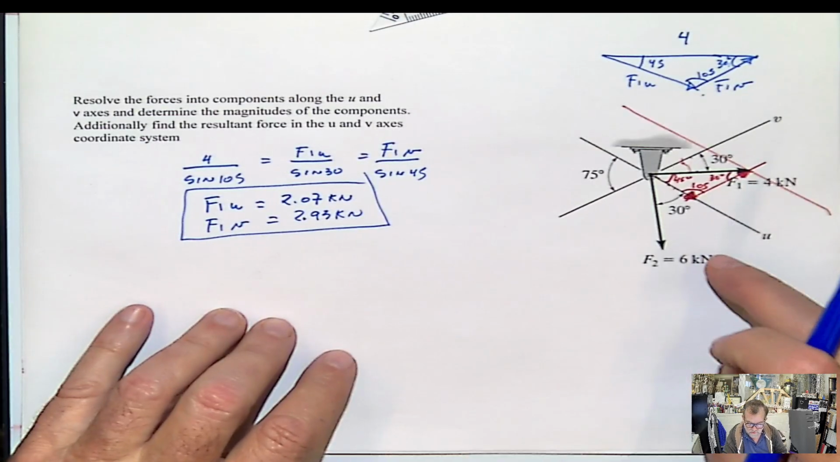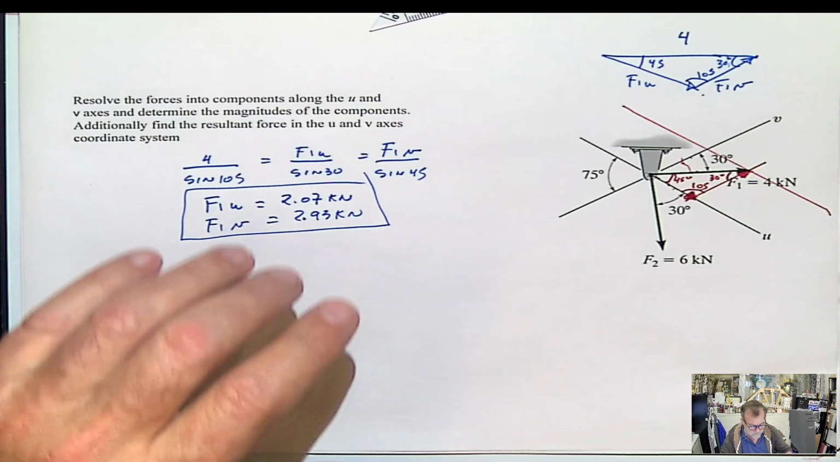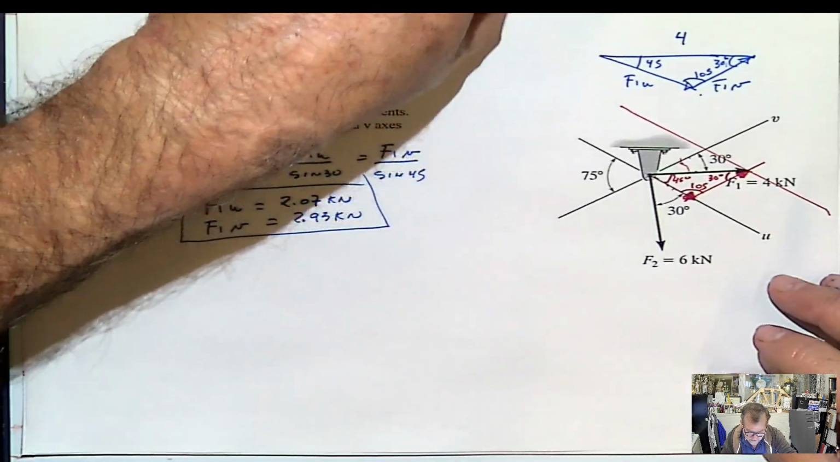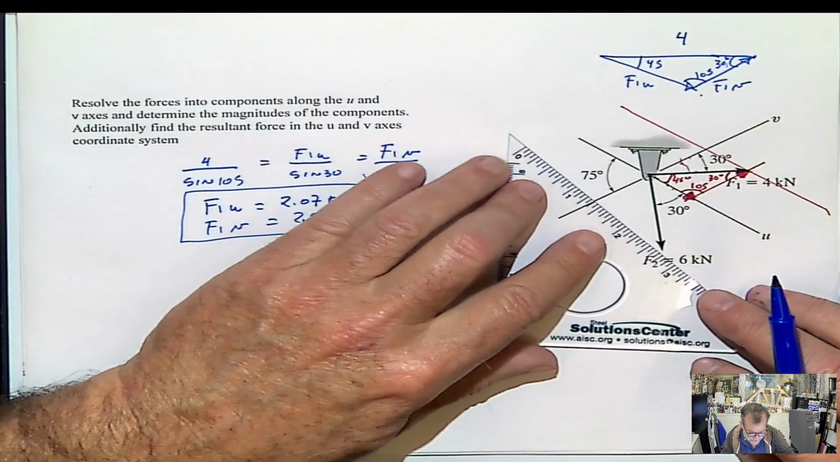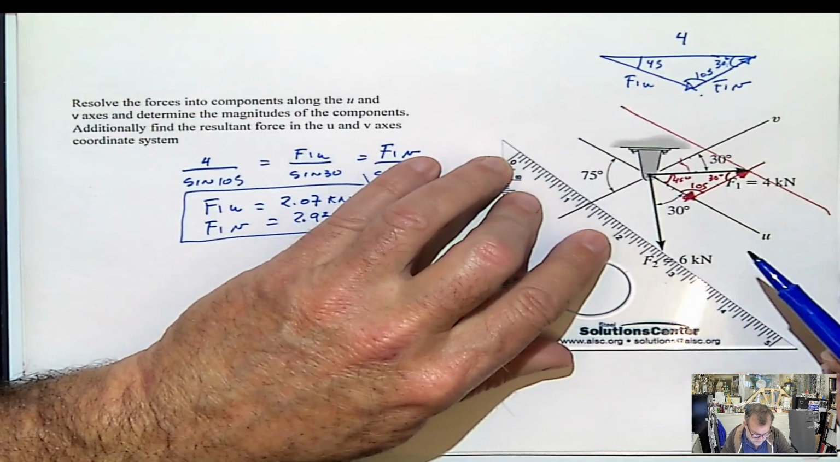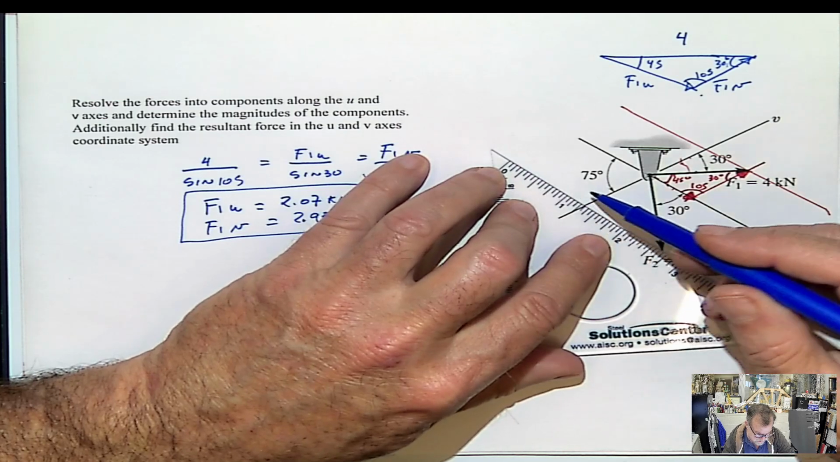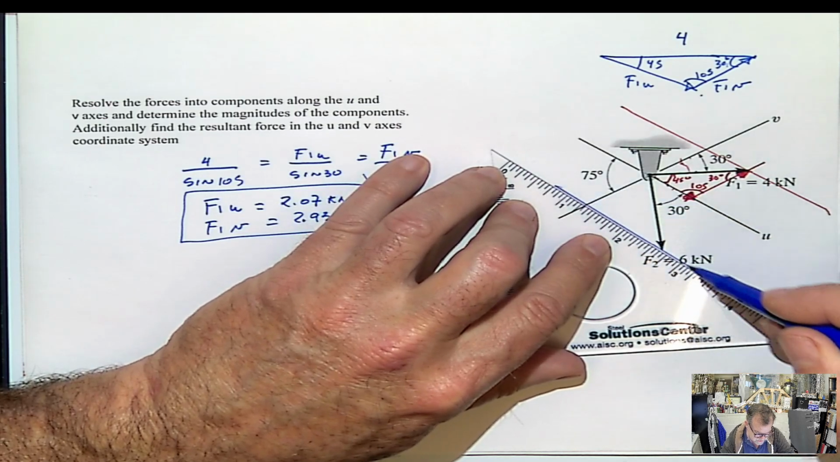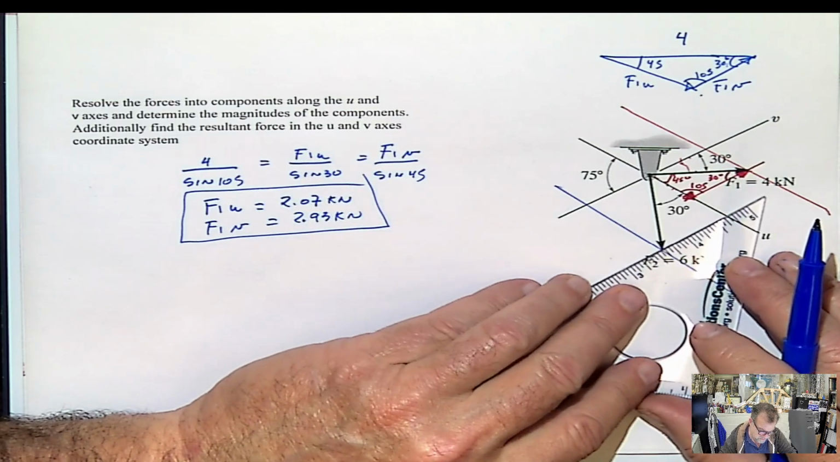Now let's focus on F2. Let's do the same thing. I make a line, parallel and perpendicular. I'm going to use blue for this one. So make a line parallel to the U axis and a line parallel to the V axis here.